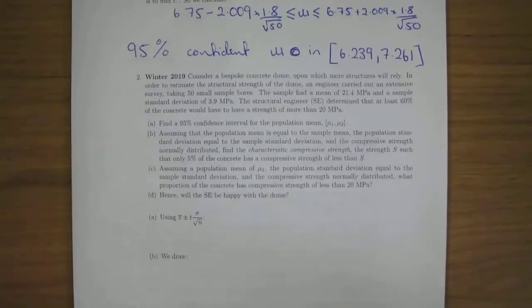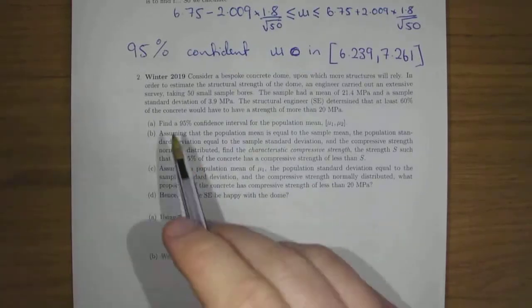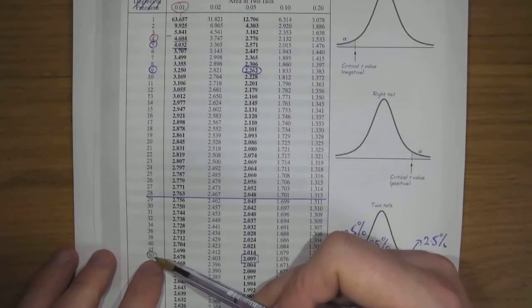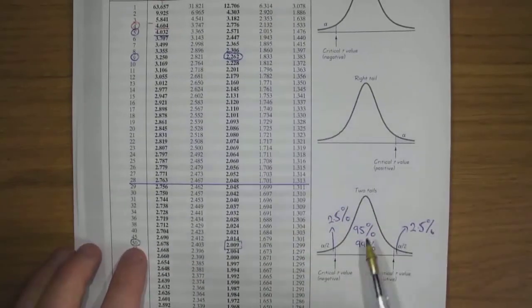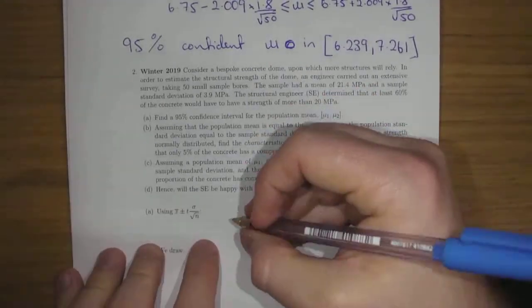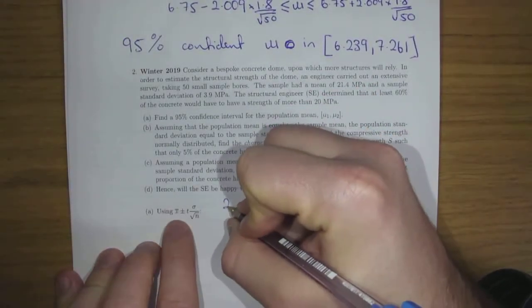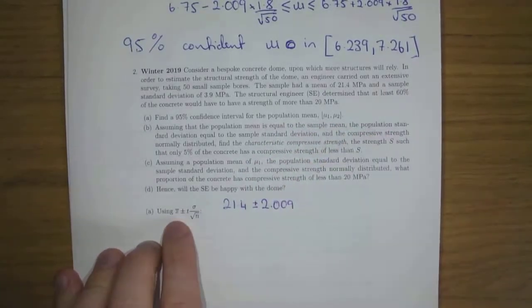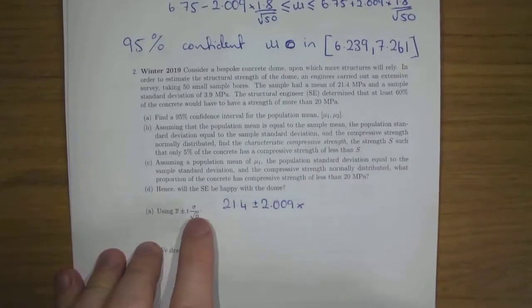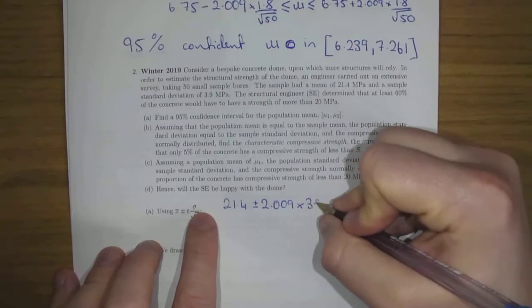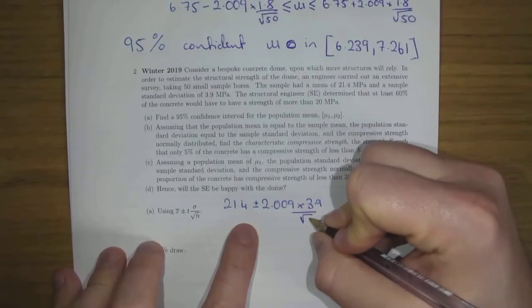We need to find t. So here we have 95% confidence and n equal to 50. So really we should go to n minus 1, which is 49, but it's not there. And if it's 95%, it's 5% in the tails. It's this 2.009 number. So we're getting x bar, which is 21.4, plus or minus 2.009 times the population standard deviation, which is estimated as the sample standard deviation 3.9, divided by the square root of 50.